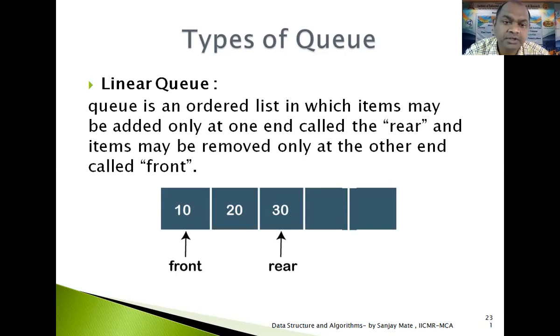Let's see how. A queue is an ordered list in which items may be added only at one end, called the rear, and items may be removed from the other end, called the front. This means if you want to remove, the 10 will be removed, and if you insert, the element will be inserted after 30. On this side we insert the element and on this side we delete the elements.